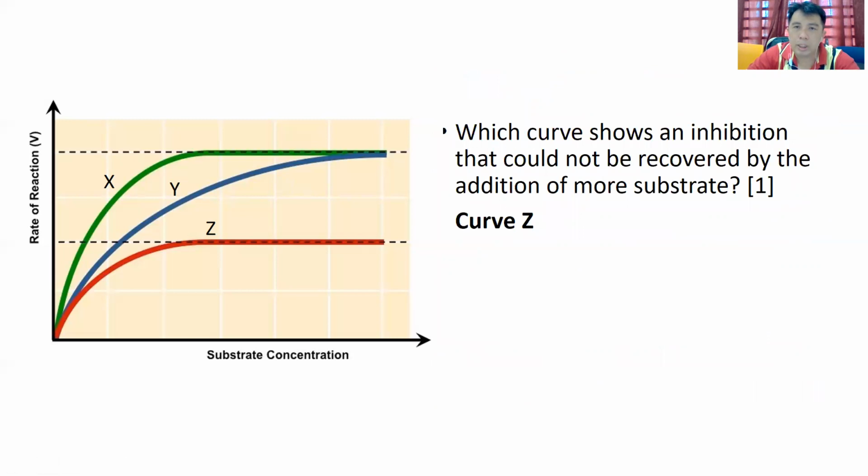Which curve shows an inhibition that could not be recovered by the addition of more substrate? So here's curve Z, curve Z.